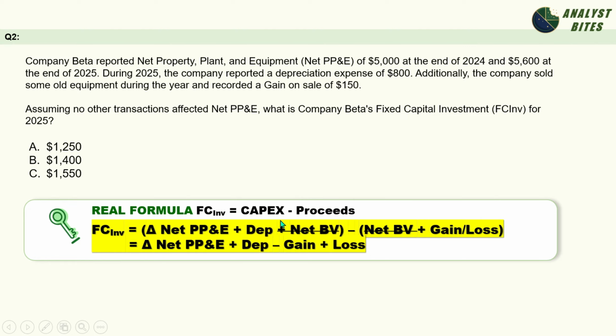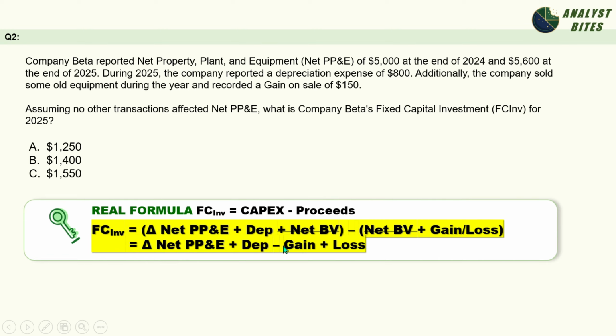Someone may ask why we need to add net book value in the capex bracket. Let's look at the intuition behind this. The beginning net PP&E includes the asset we are about to sell, but the ending balance doesn't. Therefore, to calculate the true capex, we must add that missing net book value back to the ending balance. This ensures we are making a fair comparison with the beginning of the year. So this is the logic behind including net book value in the expanded capex formula.